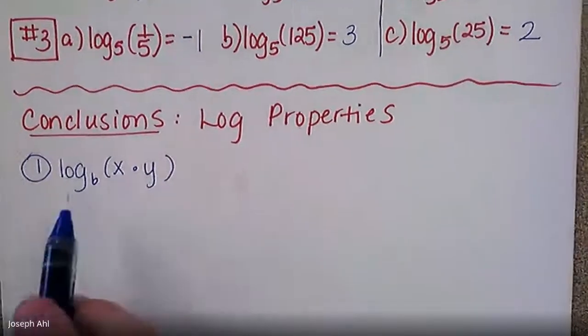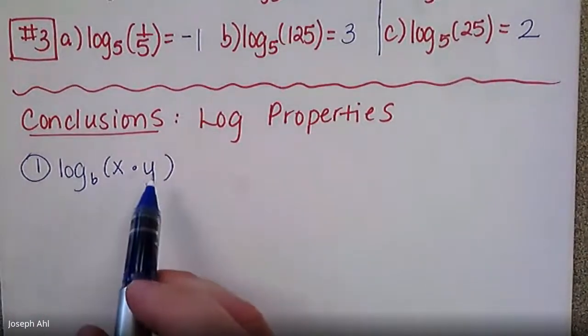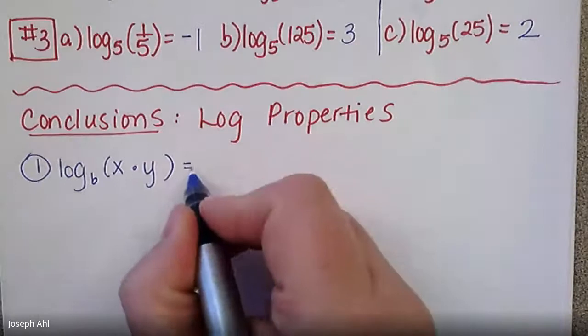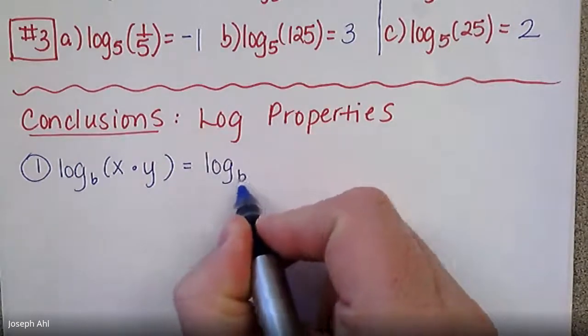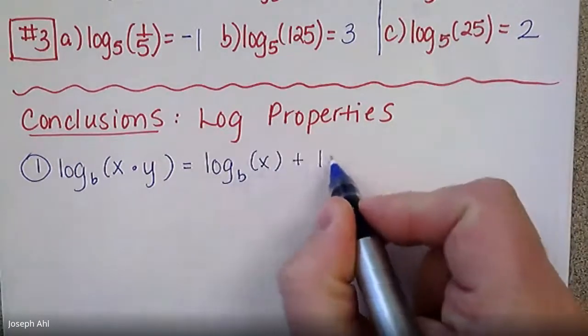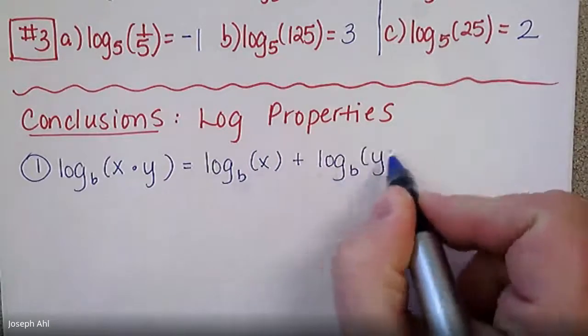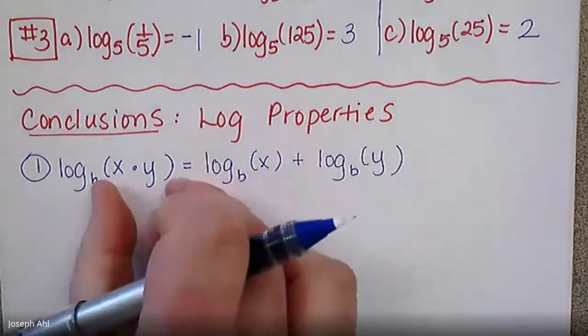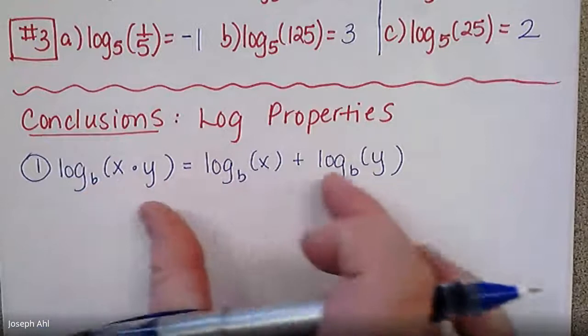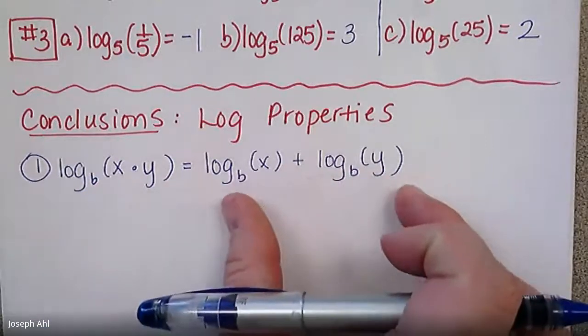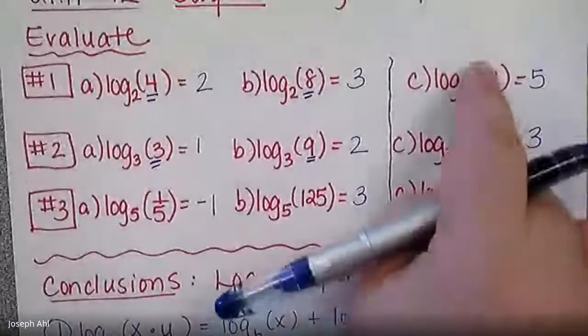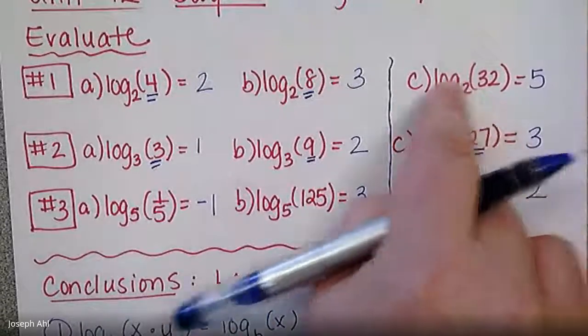Okay, so if you have log base b of the product x times y, that can be written as log base b of x plus log base b of y. So you can always take a product of 2 numbers on the inside here and expand that to a sum. Because look at what happened if I work through this from the right side over to the left side.